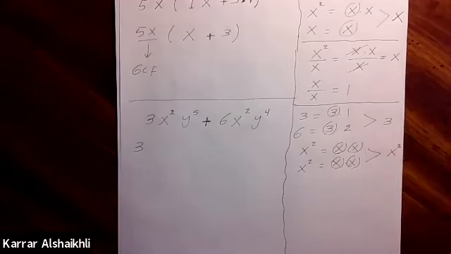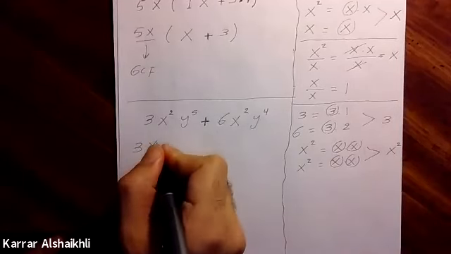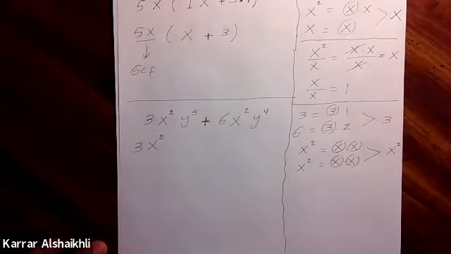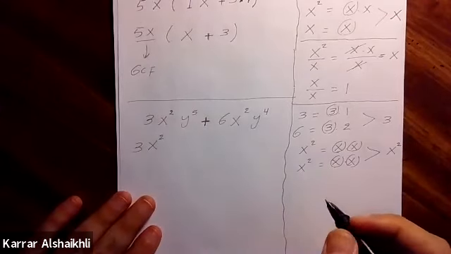Someone tell me. X squared. That means the common is x squared. So I'm gonna write down here x squared. We've done the x's. Now let's go to the y.